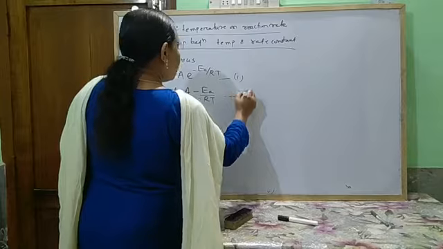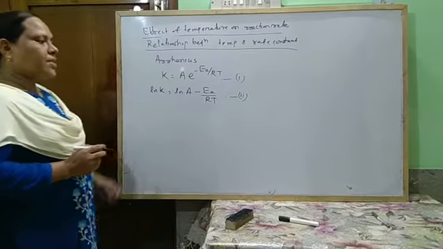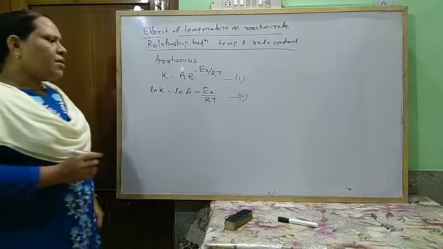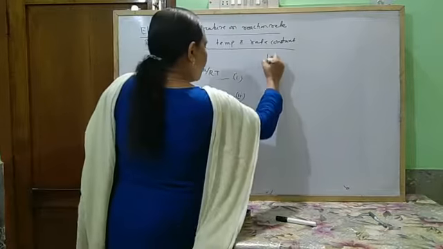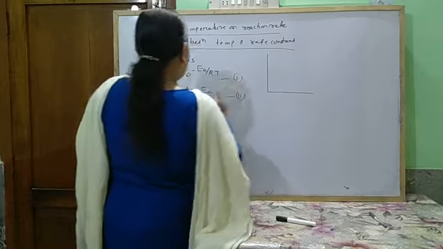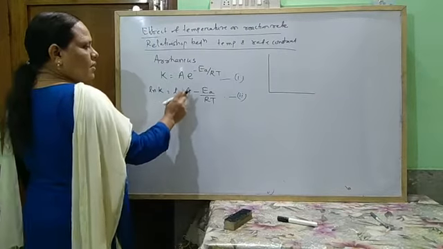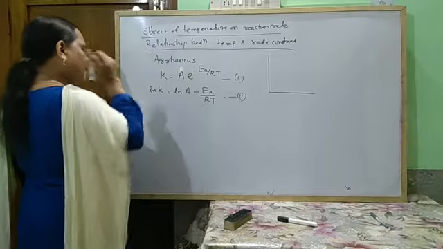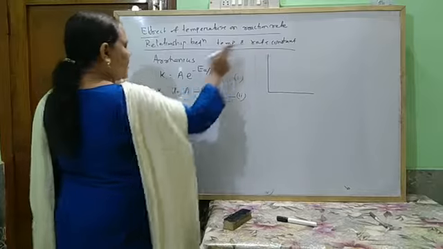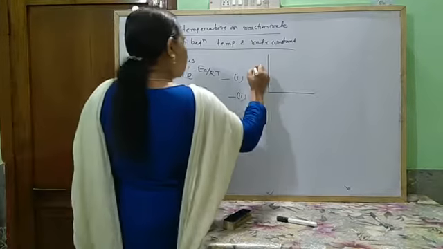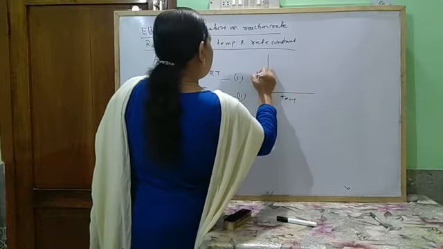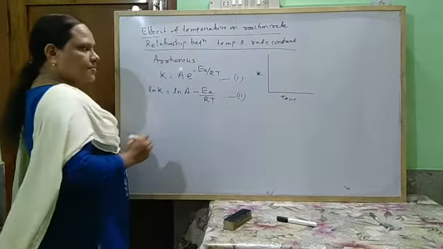So this equation is also called the Arrhenius equation. Suppose we draw a graph here: ln k equal to ln A minus Ea by RT, so ln k versus temperature. This is the relation between temperature and rate constant. Suppose in this way we have taken the temperature here and the rate constant, ln k, here.